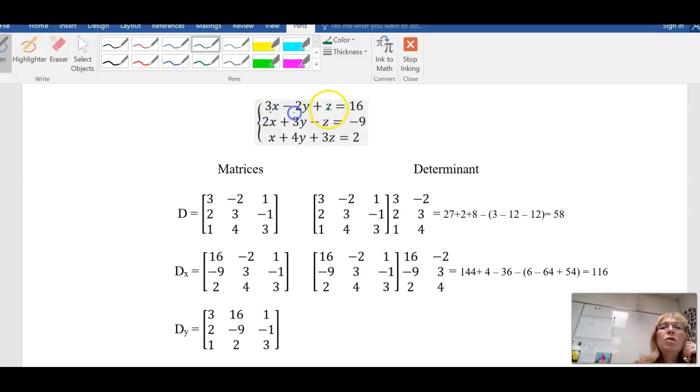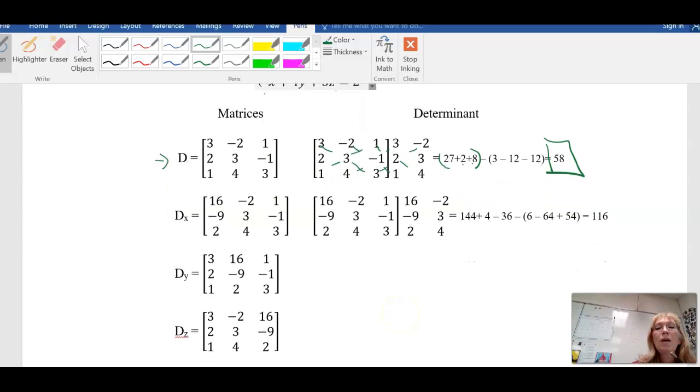Okay, here we go. We have 3, negative 2, 1, 2, 3, negative 1, 1, 4, 3. This is my first matrix. I'm just going to do the determinant right now and get this done. So we take 3 times 3 times 3, which is 27, negative 2 times negative 1 times 1, which is 2, 1 times 2 times 4, which is 8. First diagonals. Now we subtract the up diagonals. 3 times negative 4 times 3 is negative 12. 3 times 2 times negative 2, negative 12. And my denominator is 58.